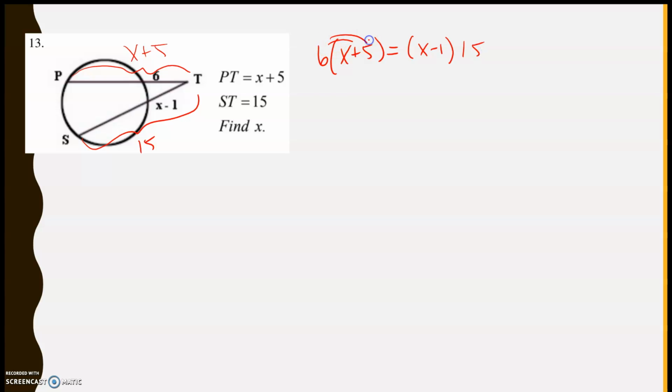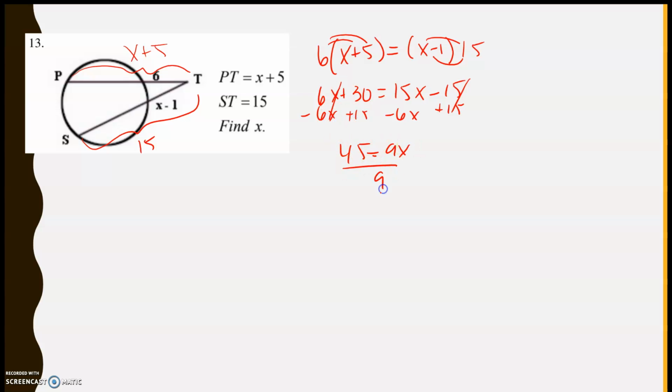From here I'm going to distribute, and so I get 6x plus 30, and that's equal to 15x minus 15. I'm going to subtract 6x from both sides and add 15 to both sides. So I get 45 is equal to 9x, which means x is equal to 5.